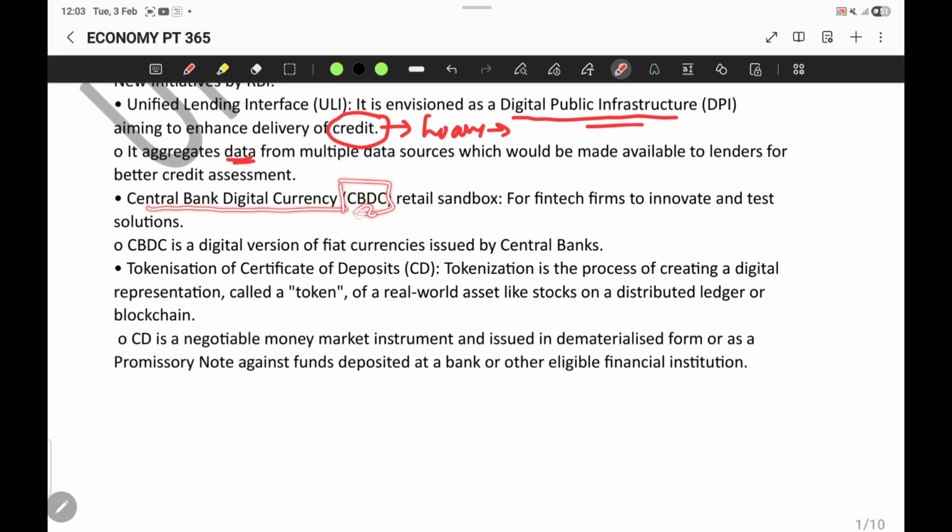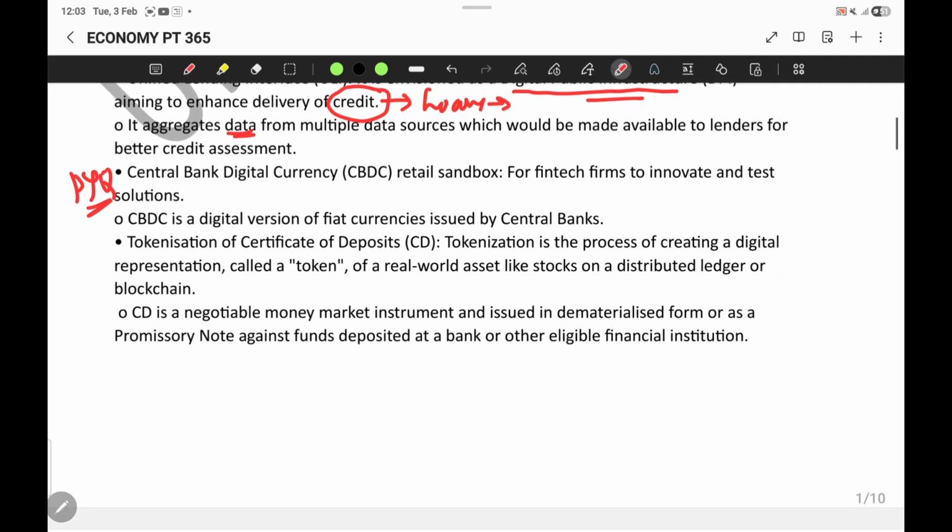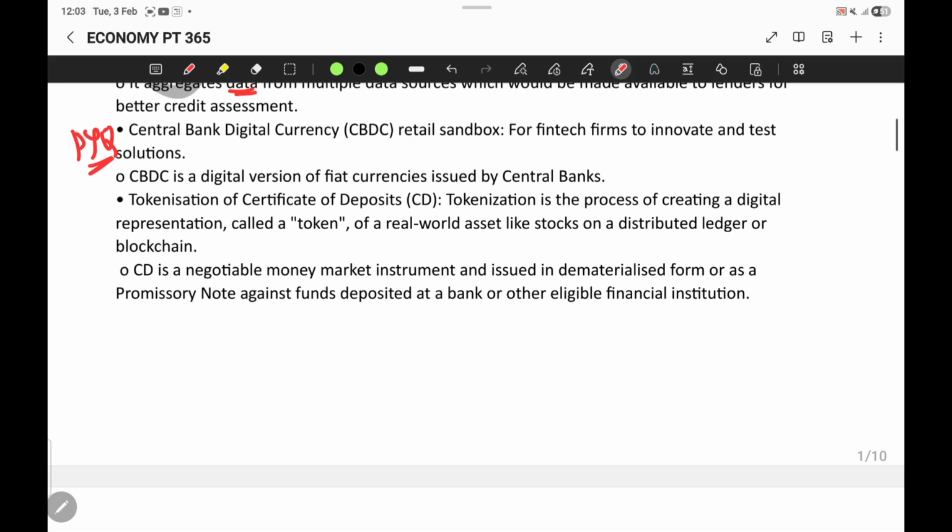Next it has launched CBDC. CBDC is always a previous year question. Two previous year questions have been asked on CBDC, which I'll be showing you later. So listen to this carefully. They have something called a retail sandbox. What is this retail sandbox? A sandbox is nothing but a testing platform. If you create any new application, you can go there and test how things work. That is the meaning of retail sandbox. The CBDC retail sandbox has been run by RBI. Remember, it is RBI's work, not the government's.